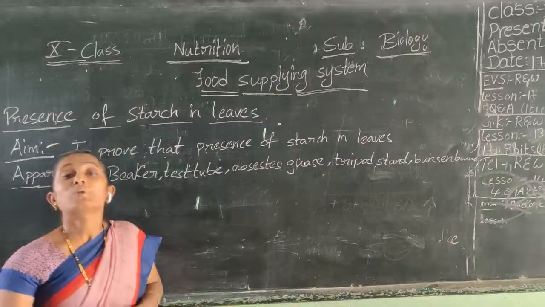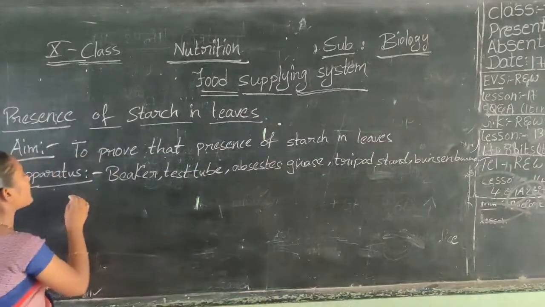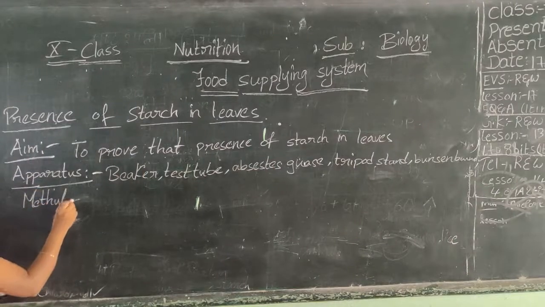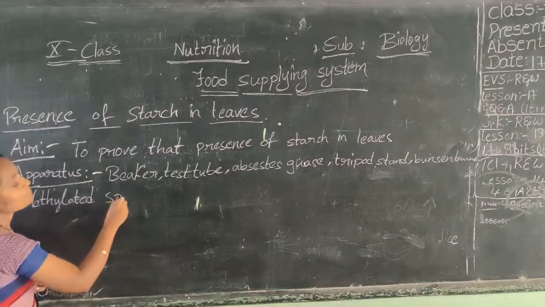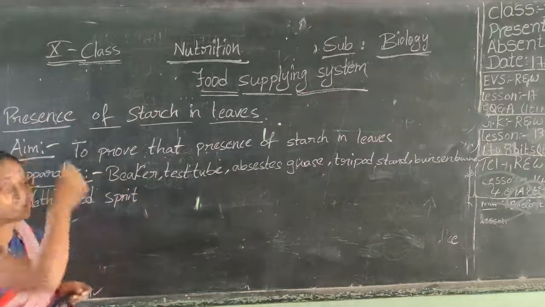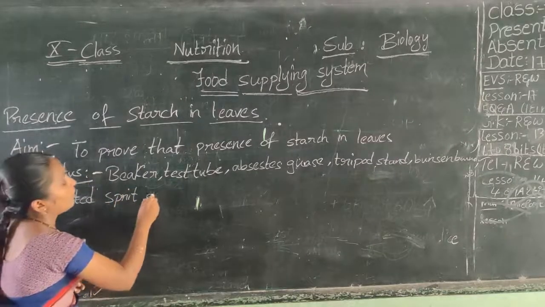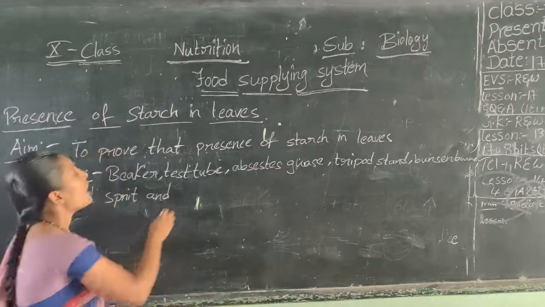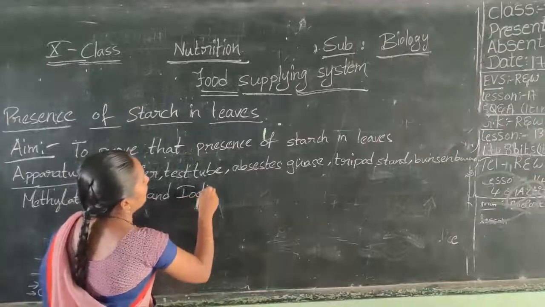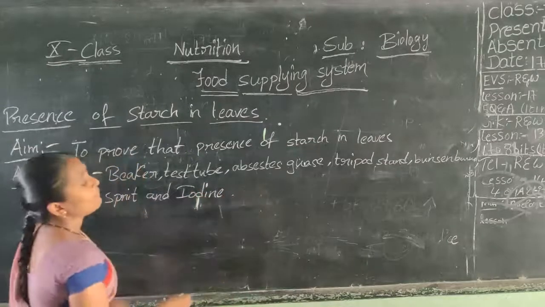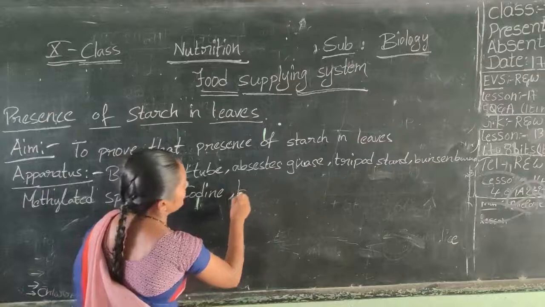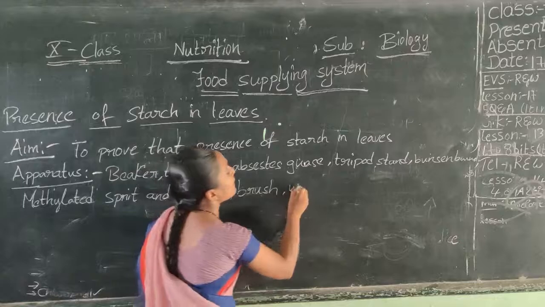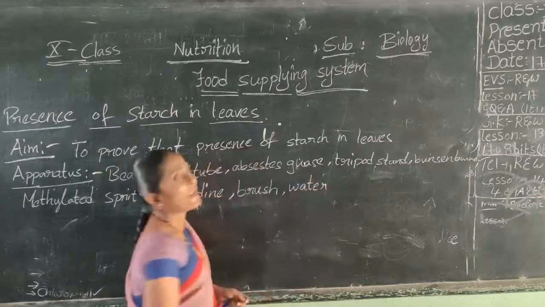Then the chemicals you have to use here: methyl alcohol, that is, methylated spirit, and one more, iodine. Iodine helps to confirm the test. And then a brush. Along with this, you have to take water. These are the materials you have to use to do the activity.